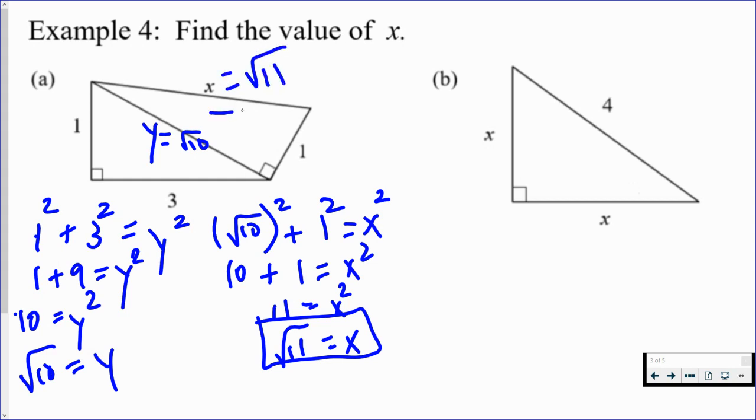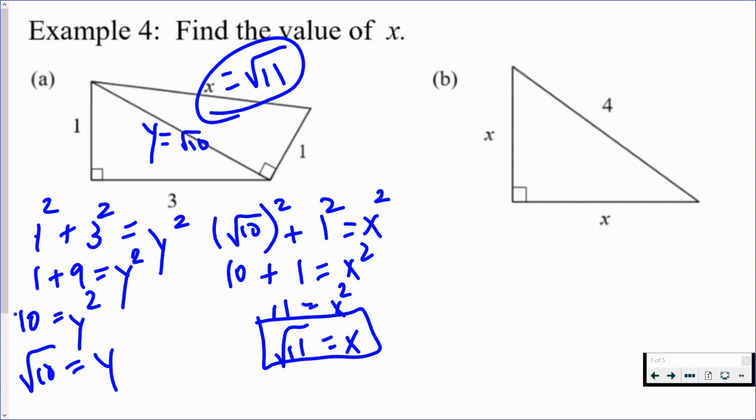So we found our x. We got square root of 11. Okay, so we just had to do Pythagorean theorem twice. We had to solve for the hypotenuse in the bottom triangle, which was then a leg of the top triangle, so we could solve for x.